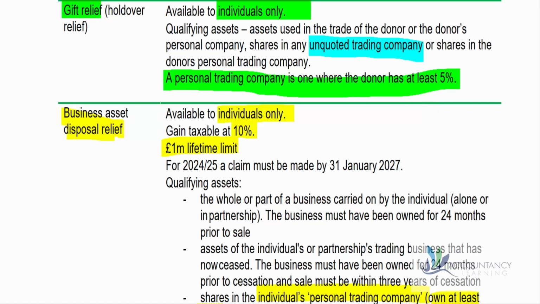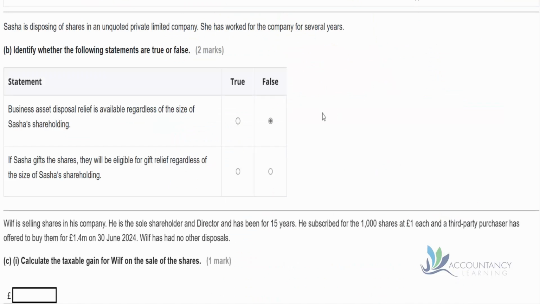So we've got the two different areas here. We've got a personal trading company where we have at least 5% of the shares, and we have an unquoted trading company where our ownership percentage doesn't matter. So in this case, it tells us at the very beginning, at the top of the screen there, that she's disposing shares in an unquoted private limited company. So yes, for gift relief, it doesn't really matter how many shares Sasha owns.